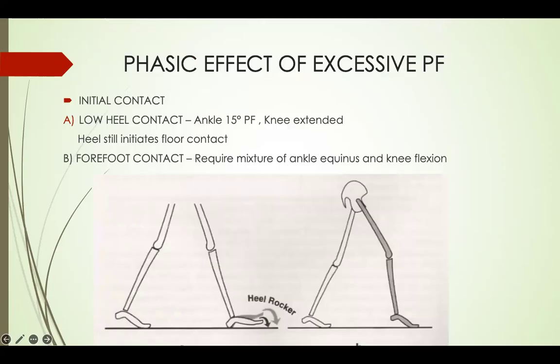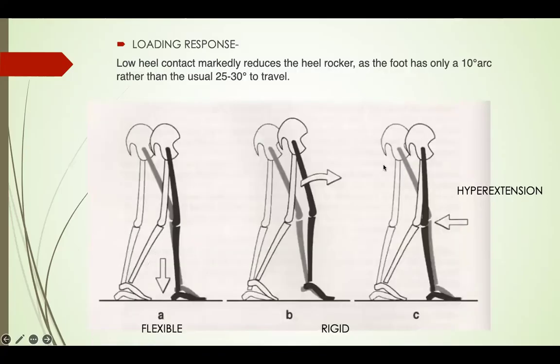During the initial contact, if there is excessive plantar flexion, two things can happen here. There will be low heel contact, so the heel will come in contact with the ground first, when there is up to 15 degrees of plantar flexion at the ankle and the knee is extended. The heel still initiates the floor contact. If there is forefoot contact, that will be because of a mixture of ankle equinus and knee flexion.